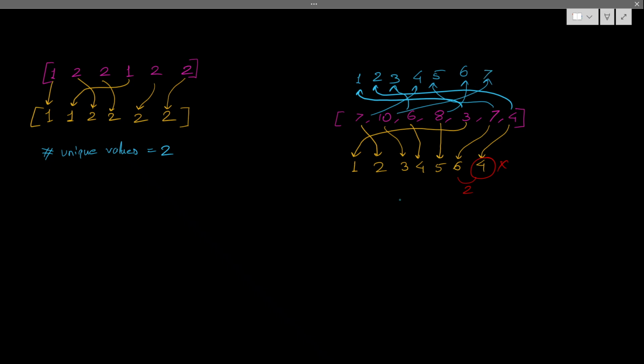So the number of unique values in this case is 7. So this is one of the cases. Okay, what is another case? Let me give another example.